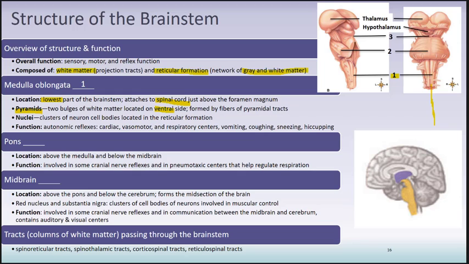In addition, there is what's called the reticular formation that consists of clusters of neuron cell bodies. And some of these nuclei that are found here are oftentimes called the control centers or part of autonomic reflexes. So they might be called the cardiac control center, or they might be called the respiratory control center, for example. They're involved in certain actions such as vomiting, coughing, sneezing, hiccuping, things that we don't necessarily have control over.